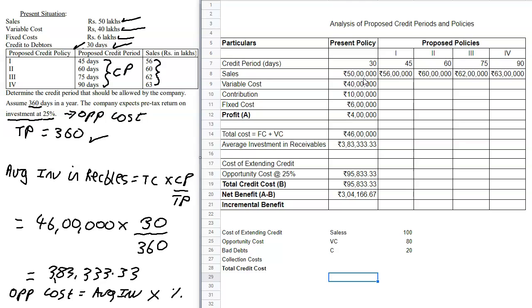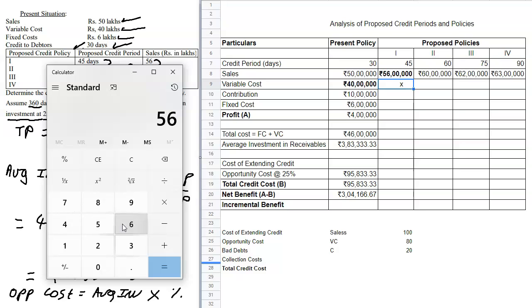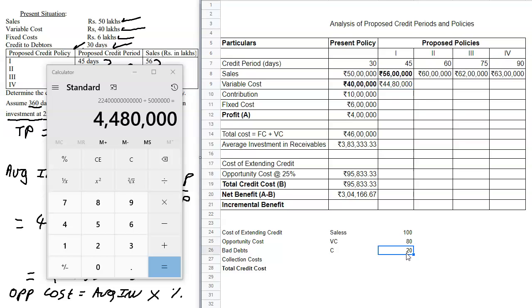Okay, so when we are saying cross multiplication, we mean just that you take this as X and you cross multiply. Okay, so we take 56 lakhs into 40 lakhs divided by 50 lakhs. Okay, and we get 44 lakh 80,000, and that is the number that we place here. Okay, now keep in mind, I said you can simply take 80 and 20. How did I get 80 and 20?